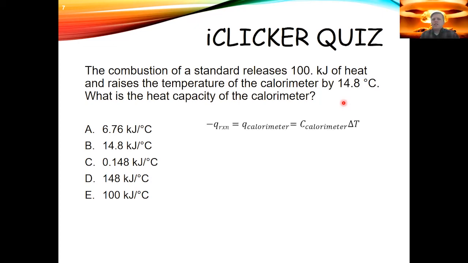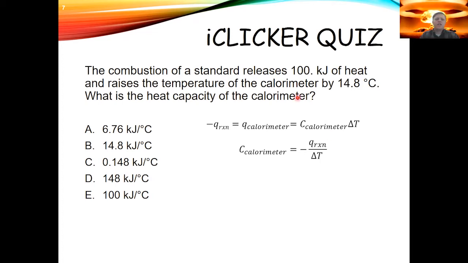All right, we're going to just use this same equation again, right? The negative heat of our reaction is equal to the heat of our calorimeter, and the heat of our calorimeter is equal to the heat capacity of our calorimeter times our change in temperature. Again, we'll solve this for the heat capacity of our calorimeter. That'll just be equal to negative Q of our reaction divided by our change in temperature.